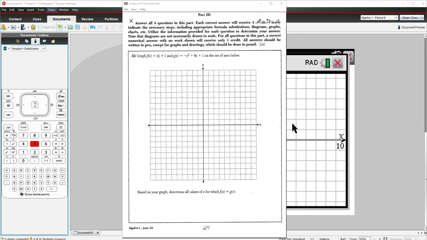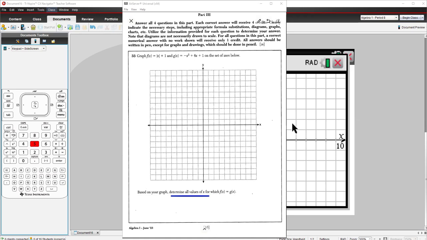This is question 33 from the June 2023 Regents exam. They've just given us two functions and they want us to graph them. Then down below, it says determine all values of x for which f of x is equal to g of x. All that means is you're just going to find where these two graphs intersect. Wherever they intersect, you take the x coordinate and that's your answer. So let's graph these first.